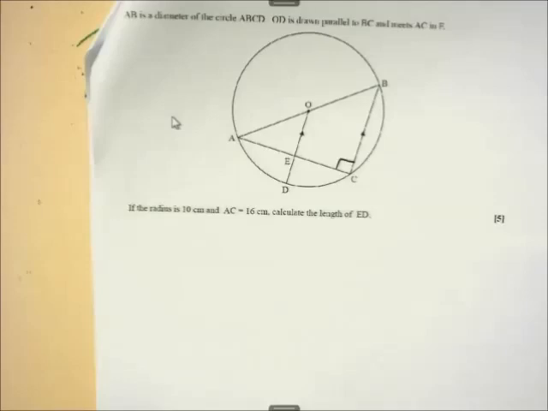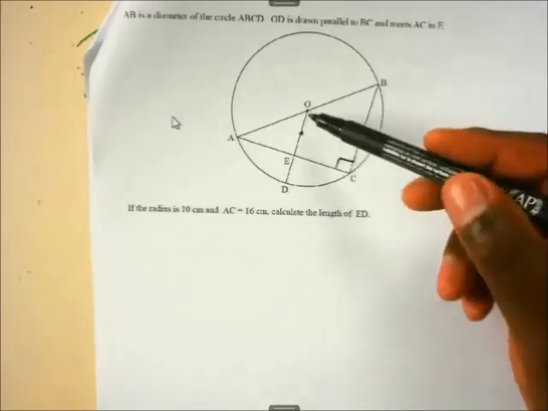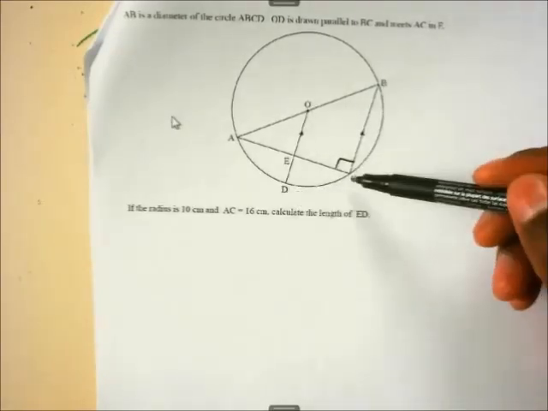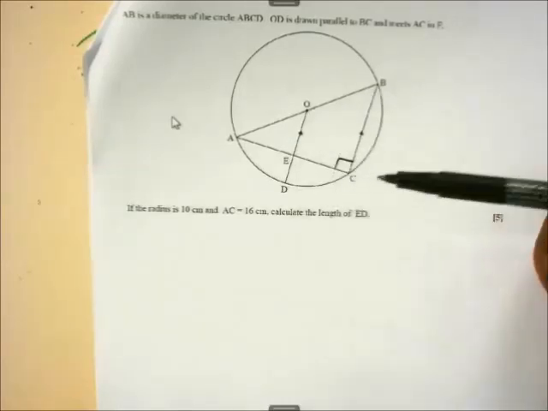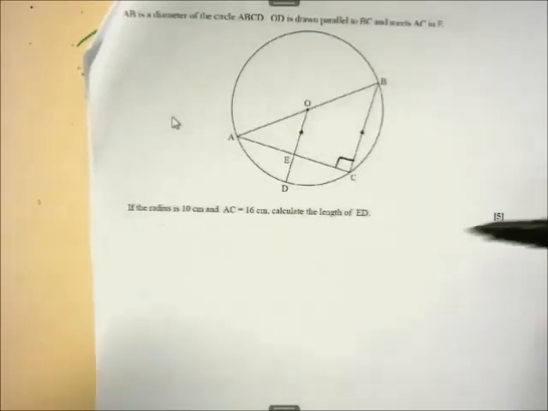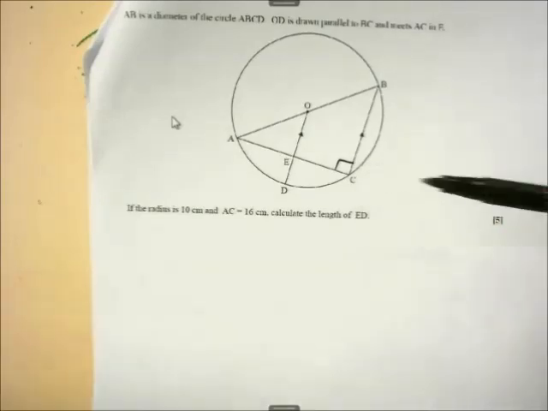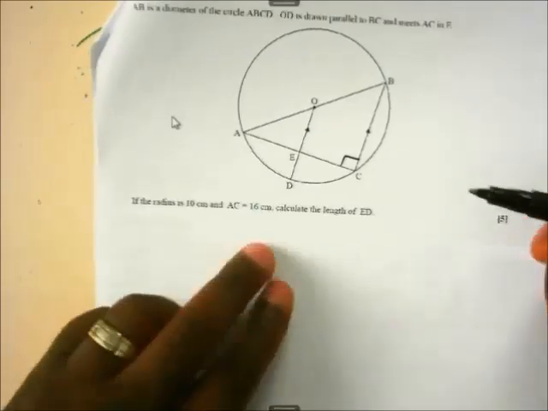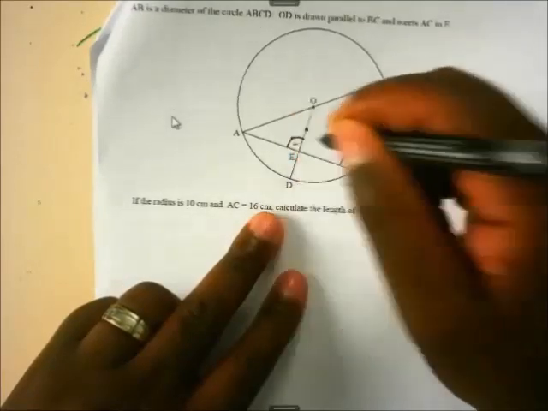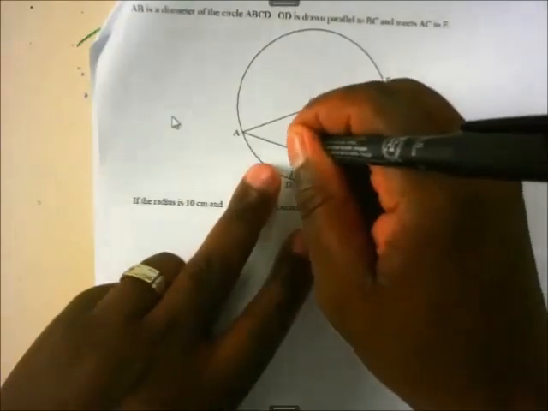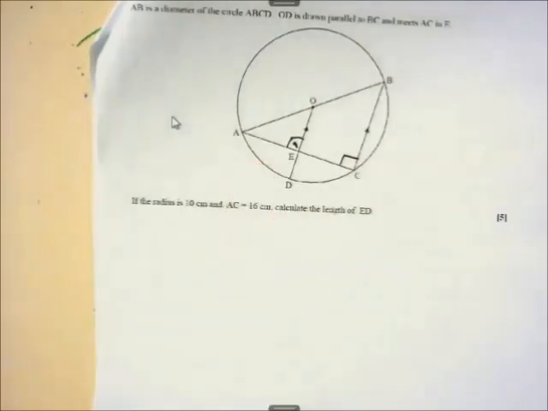OD is drawn parallel to BC. Look at OD. It is drawn parallel to BC. And if OD is parallel to BC, the corresponding angles will be equal. We cannot talk of alternate angles here, but we can talk of corresponding angles. Therefore, immediately you mark here 90 degrees. You can mark this angle E1 to be equal to 90 degrees, because E1 corresponds with C.